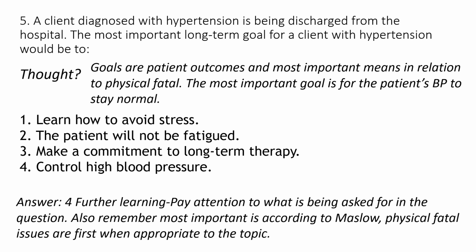So in further learning, just really make sure to pay attention to what is being asked of you in the question and really try to think about your answer before looking. And then also, we said this, but remember the most important is according to Maslow, and Maslow's first level is physiological, which is physical. Physical fatal issues are always first, of course, when they're appropriate to the topic. Like, don't go down and pick a physical answer just because you see one in the options if it's not in relationship to the topic in the question. But in this case, it was.